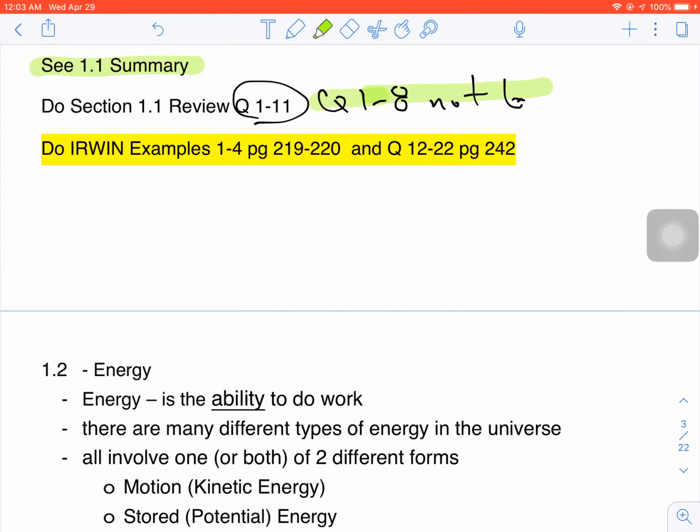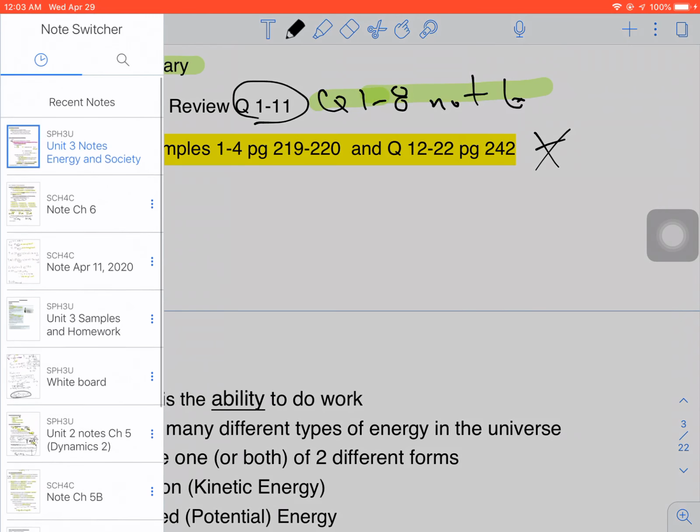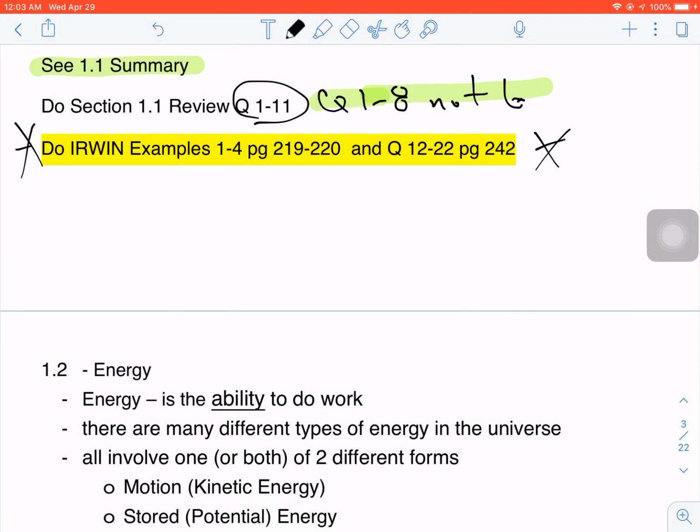As I was working through the textbook today, there's a lot of good questions in our textbook that I think may actually be better than some of the ones in the package that I handed out. So I'm going to suggest that you take your time and work through the questions in our textbook, which is the Irwin textbook that I handed out to each of you. Hopefully you've got it at home.